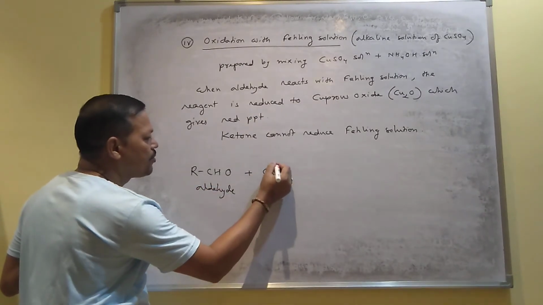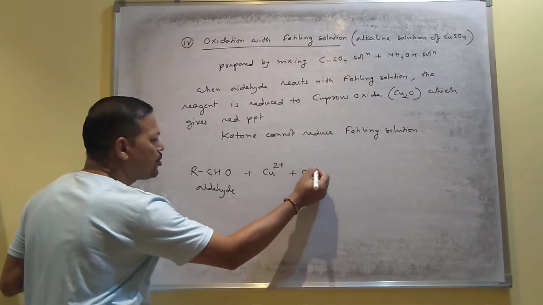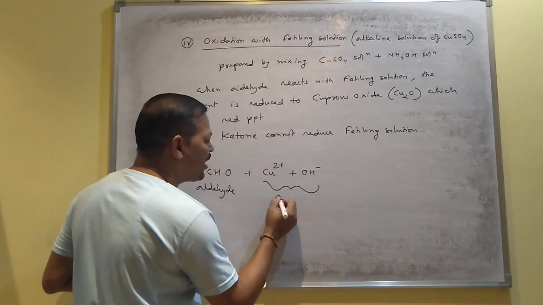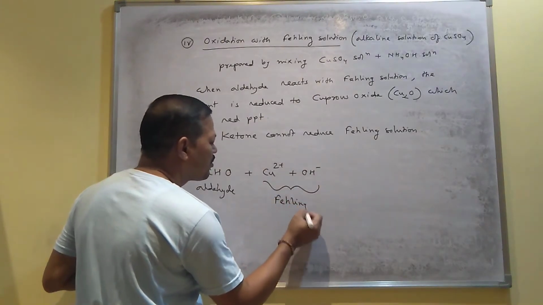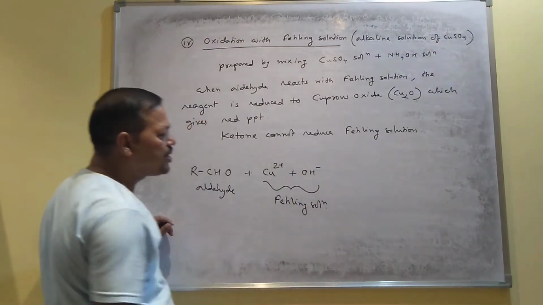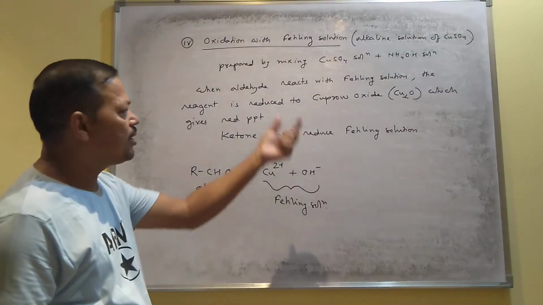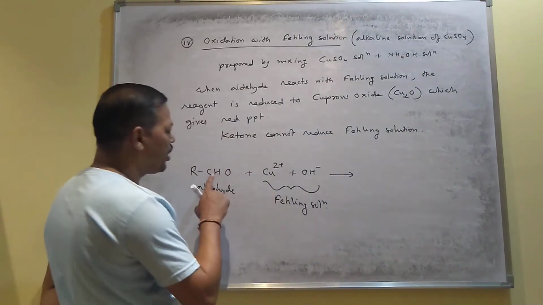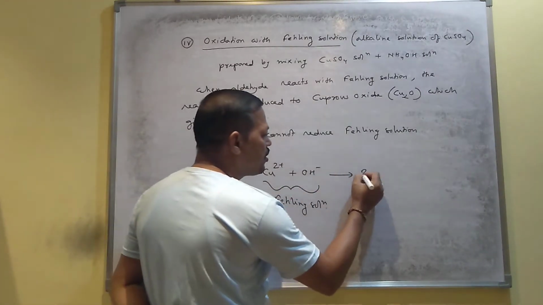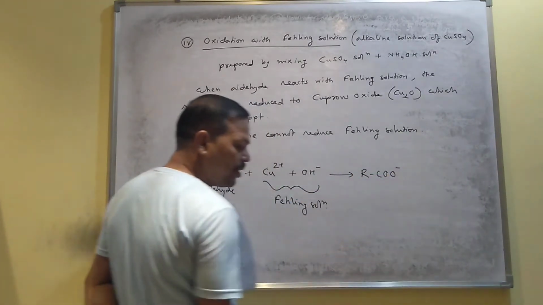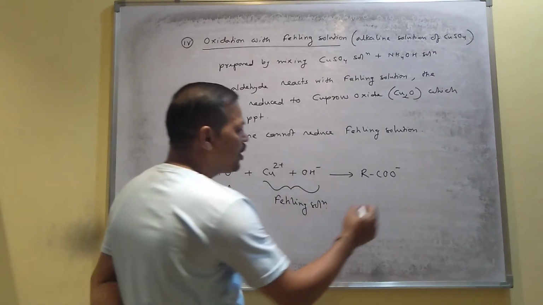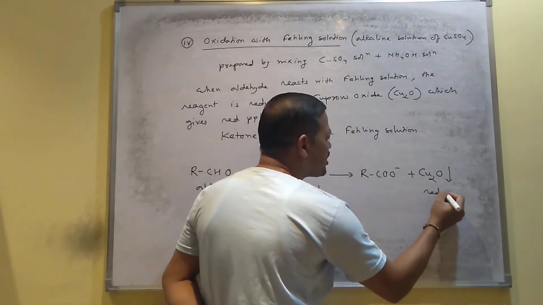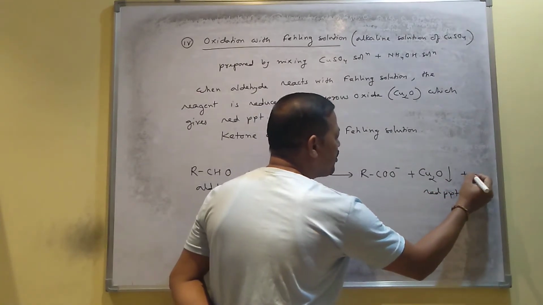So this is your aldehyde. When it reacts with copper sulfate and ammoniacal solution, that's why I have taken hydroxide, this reagent is the Fehling solution. Cu2+ means the copper sulfate solution, OH minus means the ammonium hydroxide solution. When the reaction takes place, aldehyde itself undergoes oxidation to produce carboxylate ion, which converts to carboxylic acid, and the copper is reduced to Cu2O, which gives a red precipitate, and the side product you will get is water.